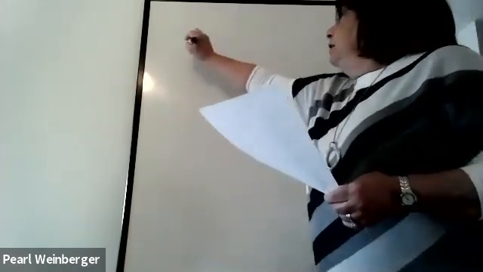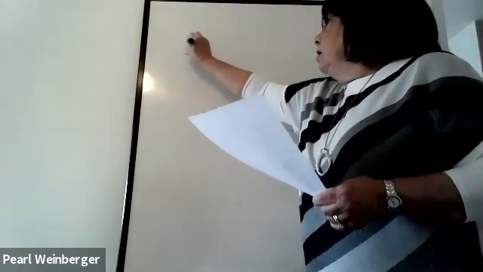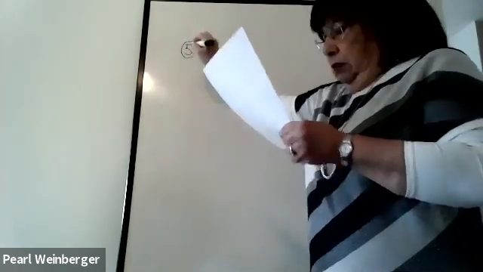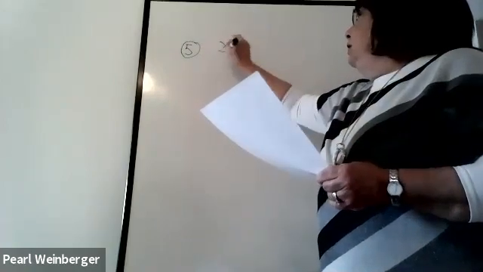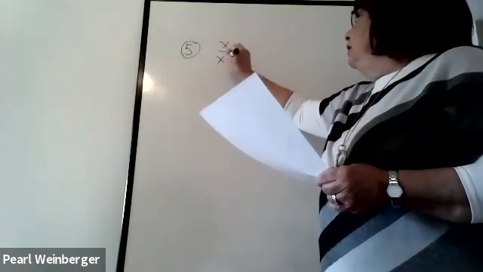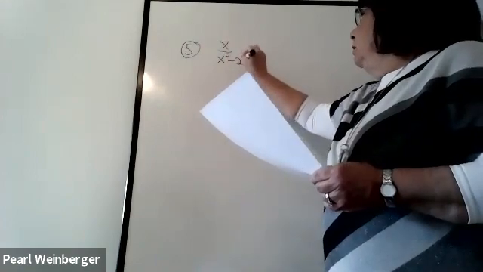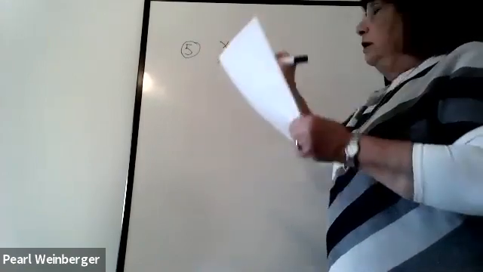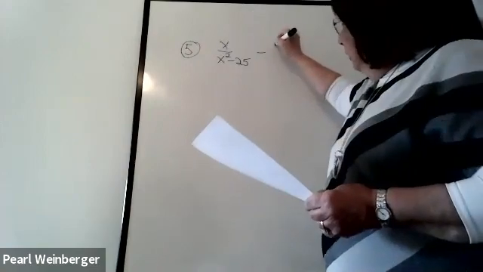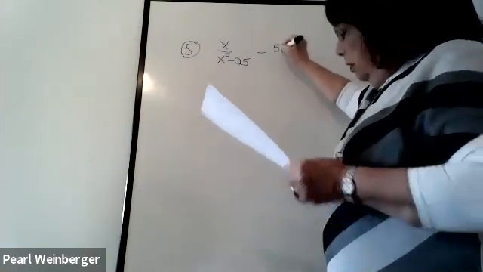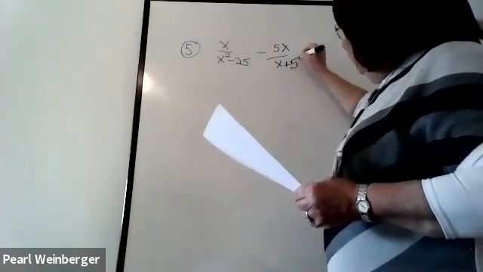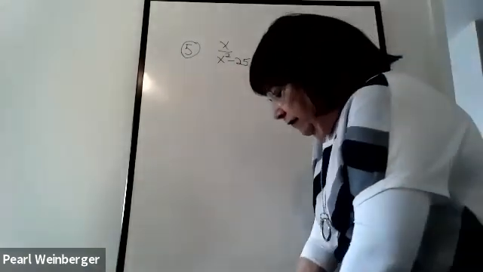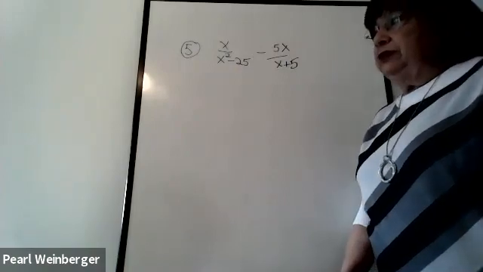Number 5 looks like this. We have x over x squared minus 25 divided by 5x over x plus 5. Now this happens to be the division of 2 fractions.